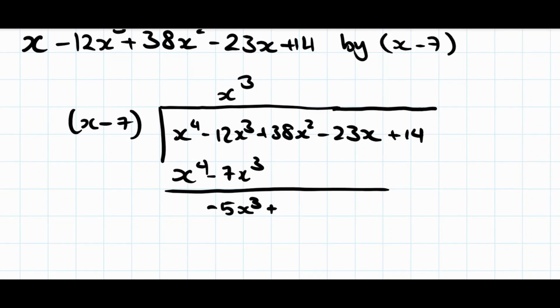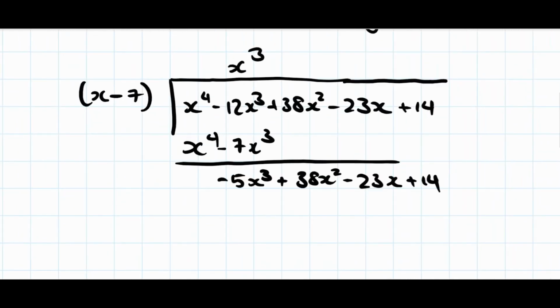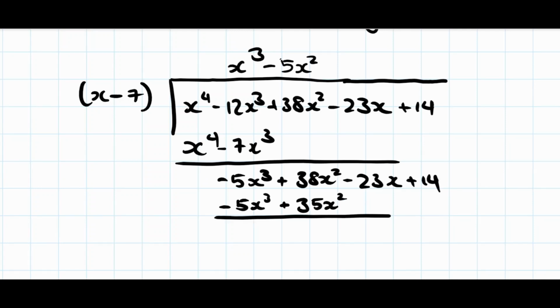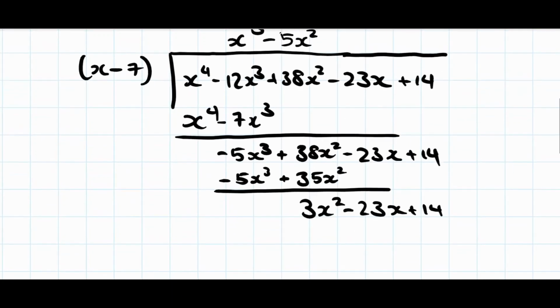And then we can bring the rest down again. So minus 38x squared plus 23x plus 14. Now we're going to do the same with the minus 5x cubed, so we'll put minus 5x squared. We'll then multiply that again. So minus 5x cubed plus 35x squared. After subtracting that, we'll end up with 3x squared minus 23x plus 14.